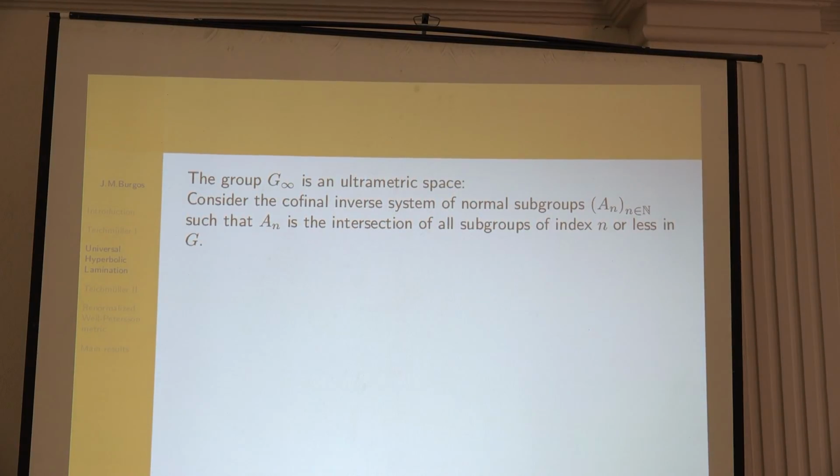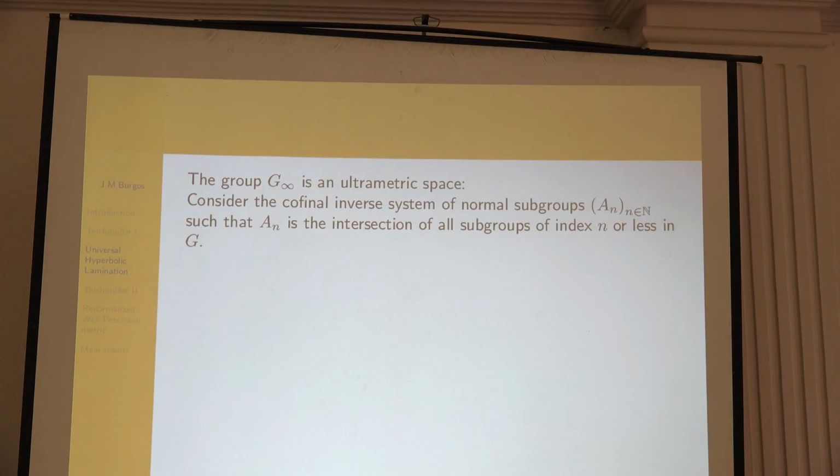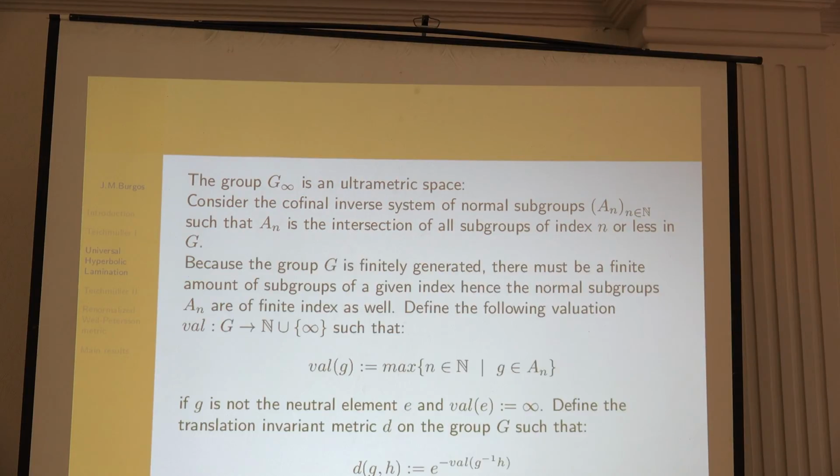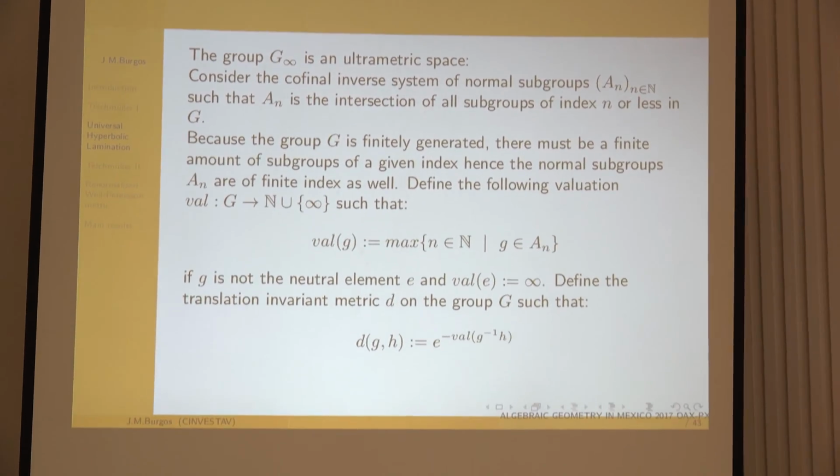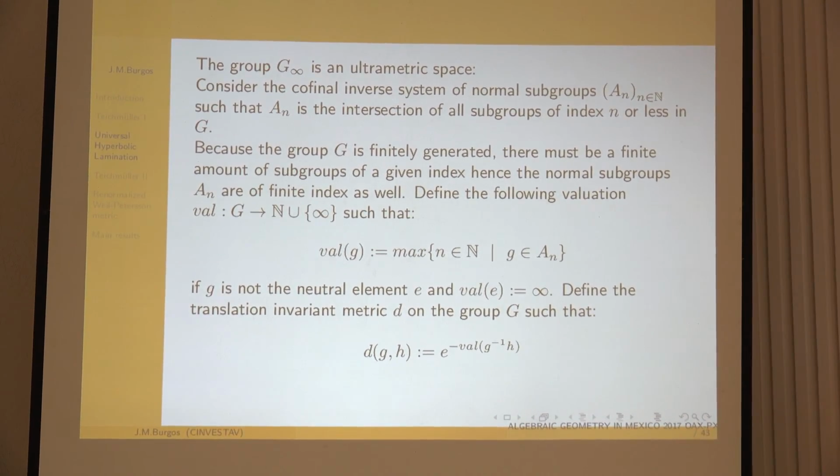It is constructed like this. Consider the cofinal inverse system of normal subgroups, such that each normal subgroup is the intersection of all subgroups of index less than or equal to n. And that defines a valuation on the group. With that valuation, in the very well-known standard procedure, we construct the ultrametric metric.